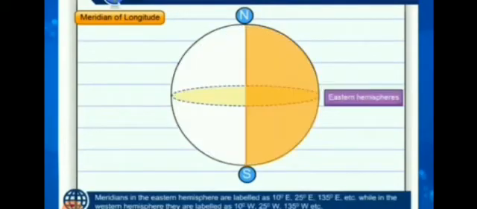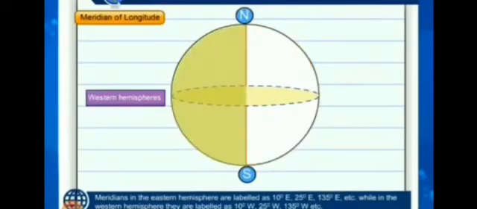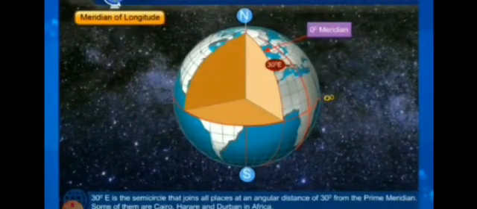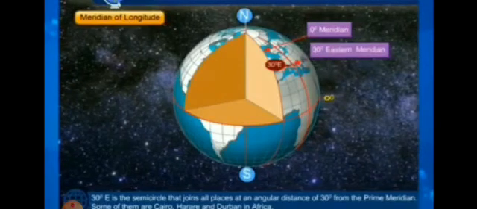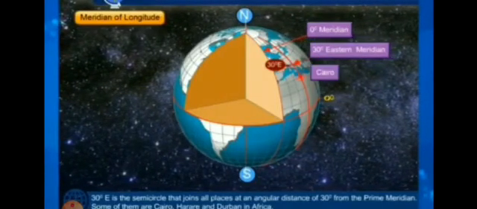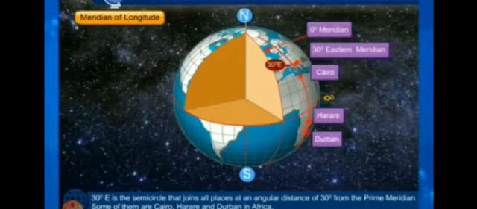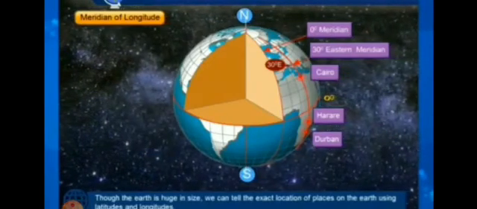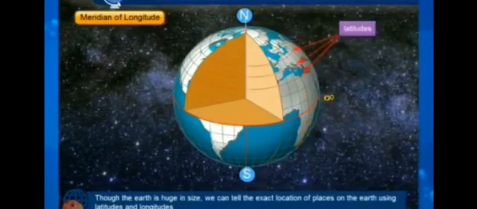Meridians in the eastern hemisphere are labeled at 10 degree east, 25 degree east, 135 degree east, etc. While in the western hemisphere they are labeled as 10 degree west, 25 degree west, 135 degree west, etc. 30 degree east is the semicircle that joins all places at the angular distance of 30 degree from the prime meridian. Some of them are Cairo, Harare and Durban in Africa. Though the earth is huge in size, we can tell the exact location of places on the earth using latitude and longitudes.